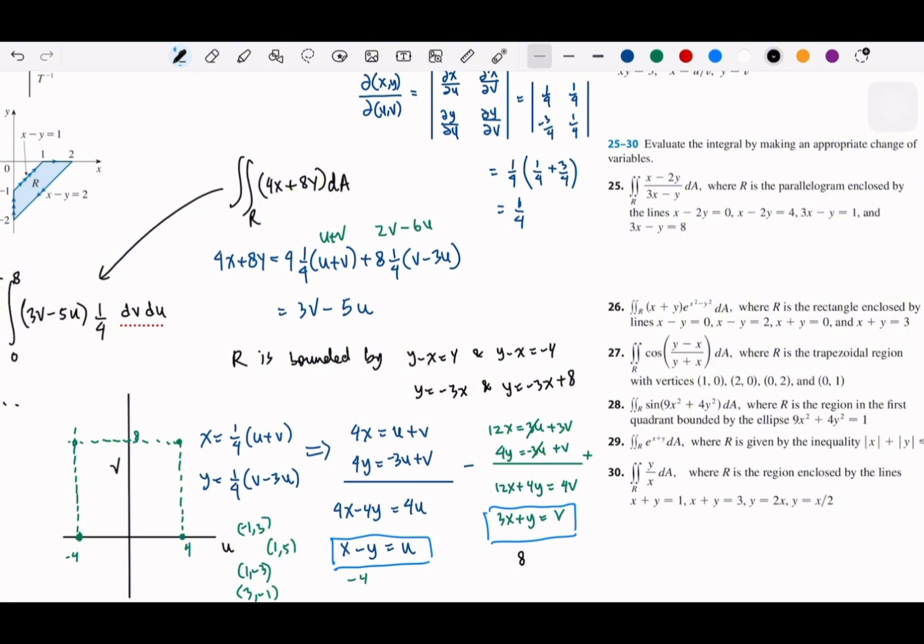Any idea which one we should start? The cosine or the e or another one? Any requests? Which one?